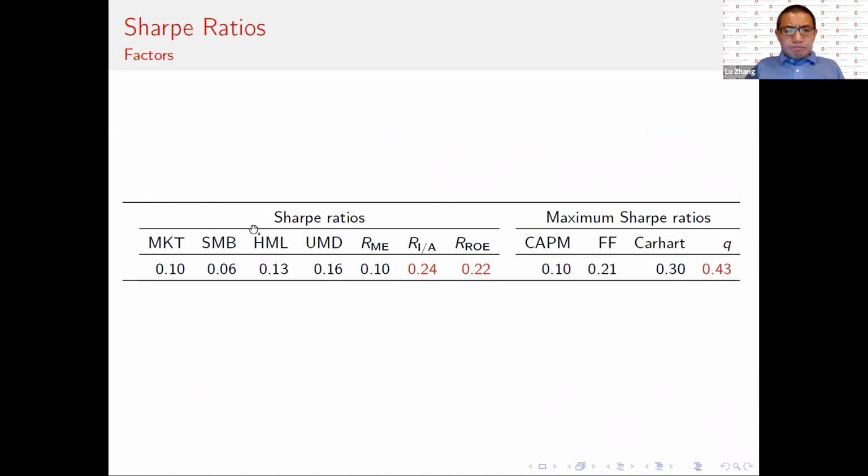A little bit on Sharpe ratios. These are the individual factors. Individually we have, this is monthly Sharpe ratio, 0.24 for our investment factor, 0.22 for our ROE factor. And in terms of maximum Sharpe ratio, this is basically Markowitz optimal portfolio construction, right? Out of a set of risky assets, you can maximize the Sharpe ratio and chase a hyperbola. This is chapter 5 or 6, I think chapter 5, in the Bodie, Kane, Marcus standard investments textbook. So you can use the factors within a factor model to construct the maximum Sharpe ratio. Our maximum Sharpe ratio is 0.43 in our model, and that's higher than either the Fama French three-factor model or the Carhart four-factor model.